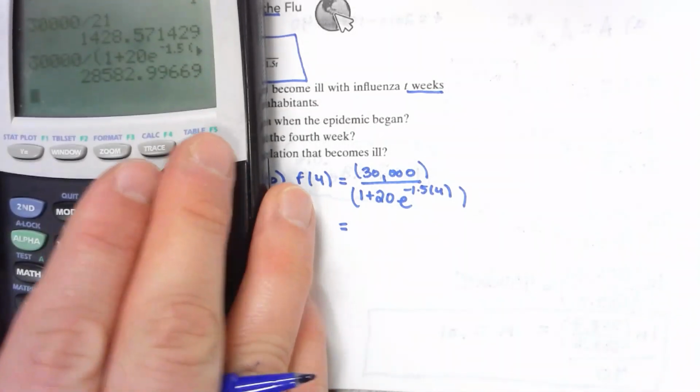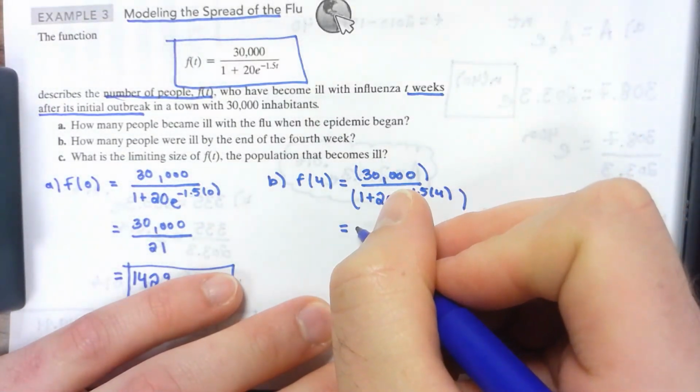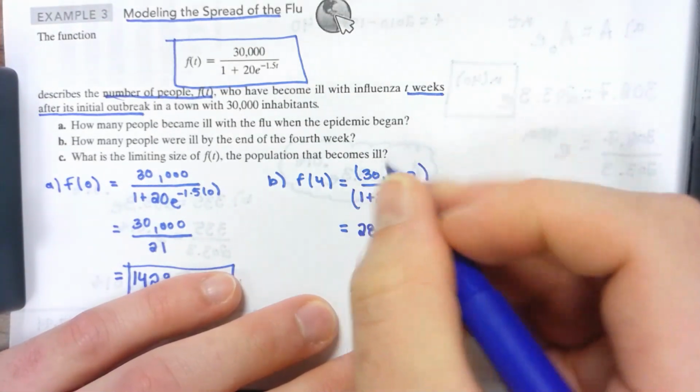And holy cow, basically the whole town. So that ends up being 28,583.